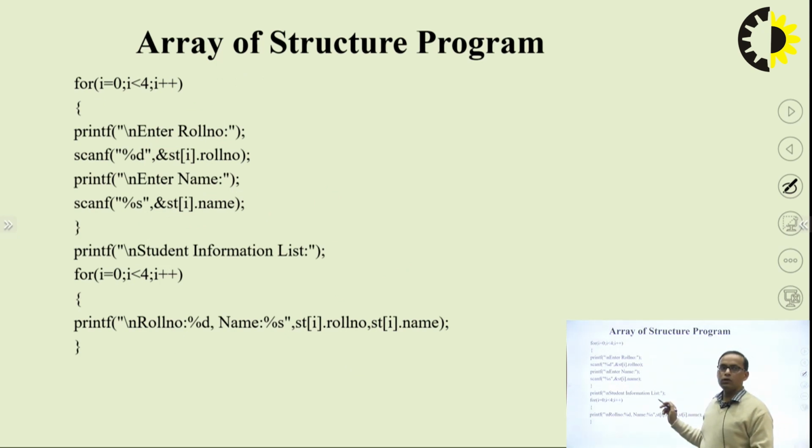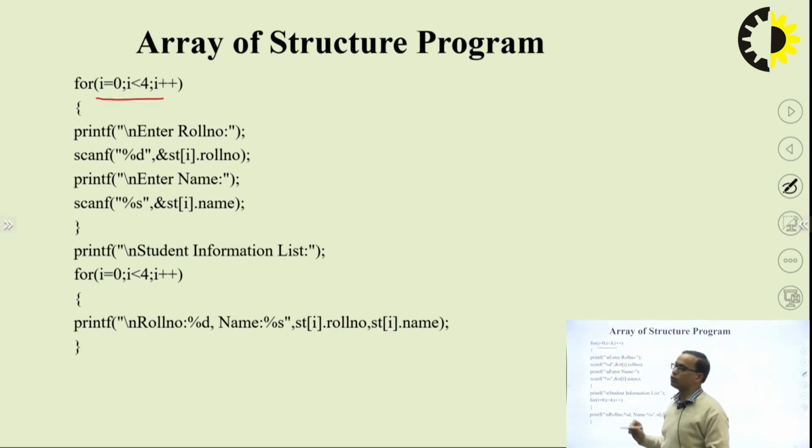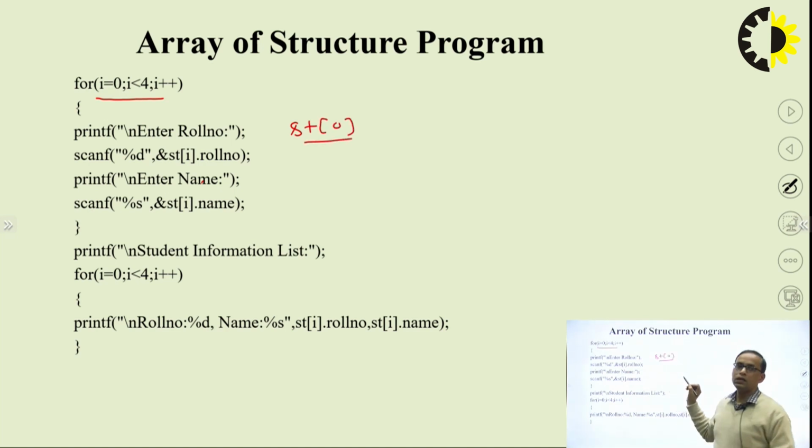So at first what we will do, we will assign the value to these structure variables. For that purpose we are going to use the for loop. This loop variable is initialized with 0, less than 4, because we are going to store information about only 4 students, and then the updation step. So at first when i is equal to 0, for i is equal to 0, st0, then information about the first student will be stored.